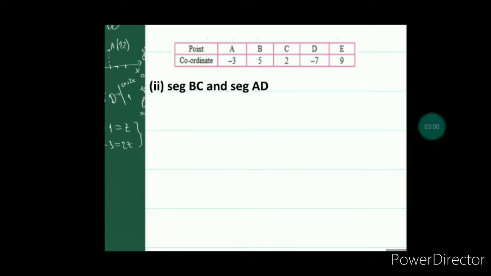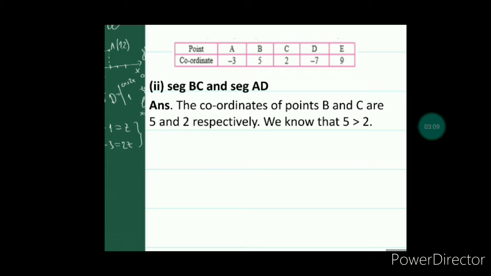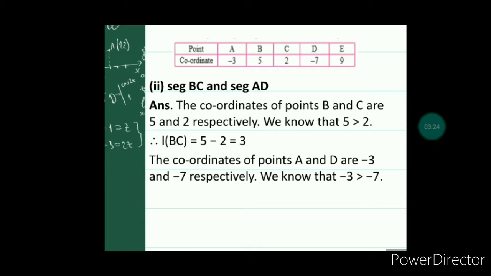Another sub question is seg BC and seg AD. The coordinates of points B and C are 5 and 2 respectively. We know that 5 is greater than 2. Therefore, length of BC is equal to 5 minus 2, equal to 3. The coordinates of points A and D are -3 and -7 respectively. We know that -3 is greater than -7. Therefore, length of AD is equal to -3 minus (-7), that is -3 plus 7, is equal to 4.